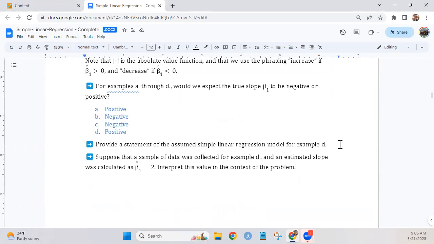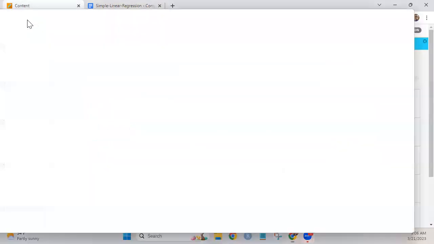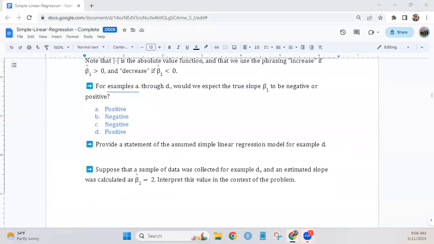All right, so let's try, for example, to give the assumed simple linear regression model, for example D. And I think what will be helpful here is to look at the guide for Stat 216 document.